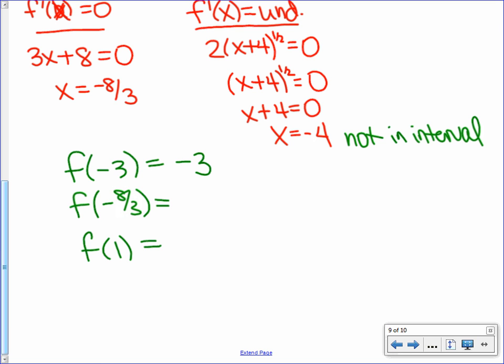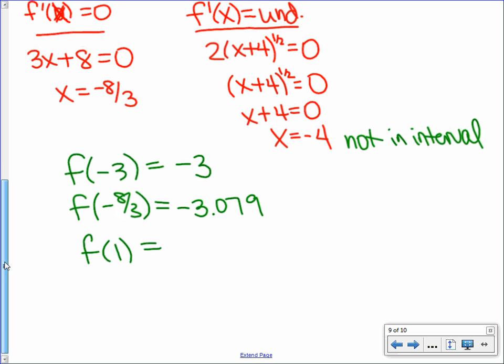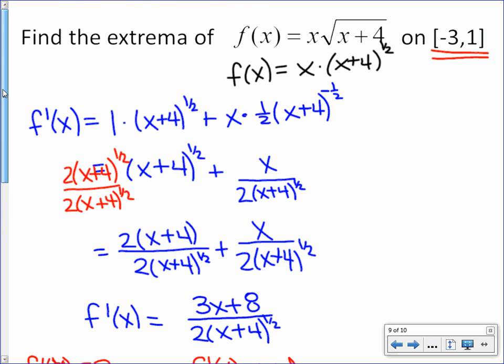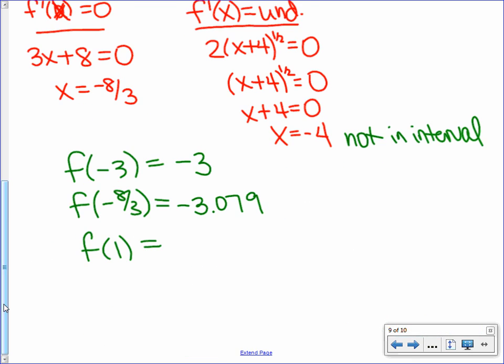Okay. When we plug in -8/3, this isn't going to be the prettiest value. So let's go ahead and approximate that in your calculator. So -8/3 times the square root of -8/3 plus 4. You should get -3.079. And then when we plug in 1, we get 1 times the square root of 5. The square root of 5.